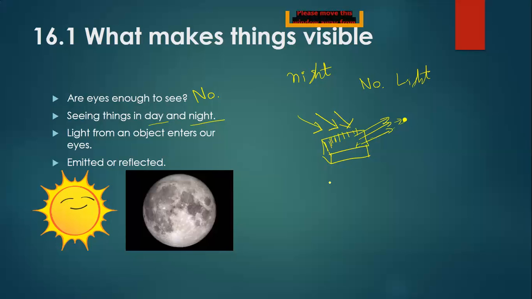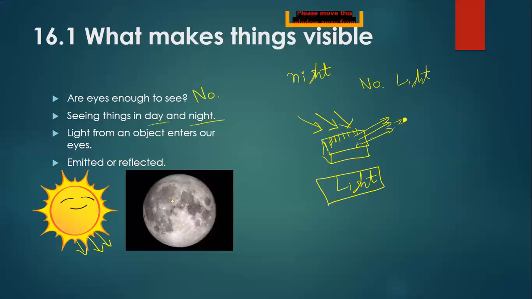So we can say that to view an object, we need light, right? So light is very important to see. As it is written in the book, light from an object enters our eyes. Now, the objects are of two types, and the light entering our eyes will come from two types of objects. One which can emit light, like the sun. The sun emits the light. The sun doesn't need any external support for its light.